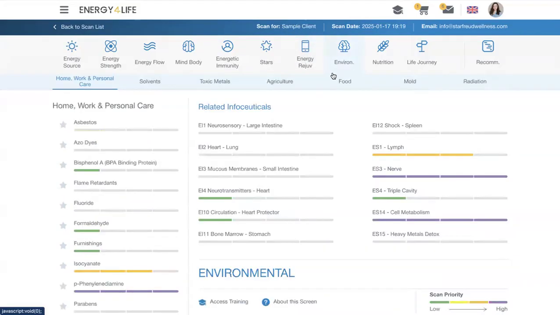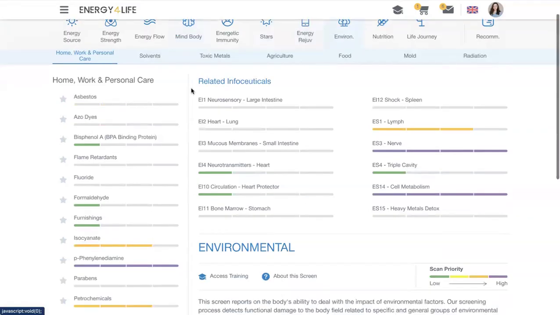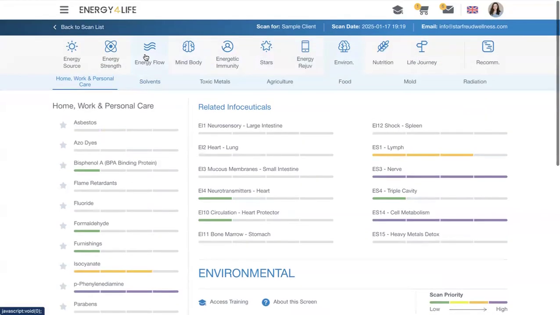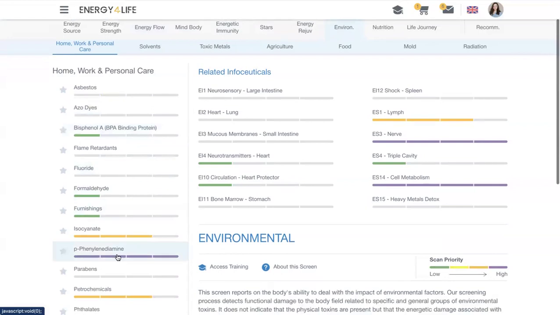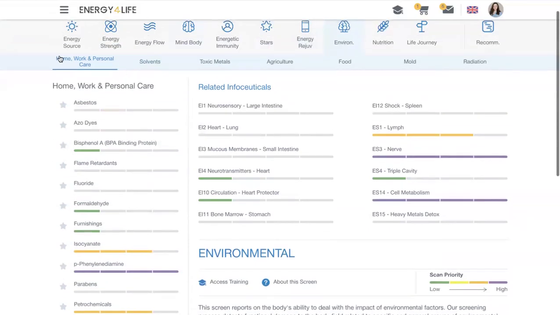The environmental exposure section has a lot of sub-tabs. So 1, 2, 3, 4, 5, 6, 7, which shows you where you're getting exposures. And again, this could be recent or it could be something from quite some time ago, where the system is not communicating properly, and support can be provided to those areas to try and get your energy fields into balance.